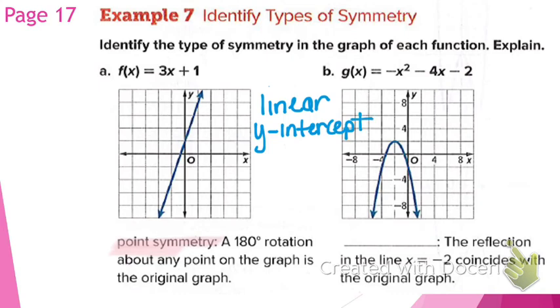So where is the y-intercept for this graph? For example, A, where is that point at? The y-intercept would be right here. And how would you write that as an ordered pair? Would it be 1, 0 or 0, 1? 0, 1. Good job.